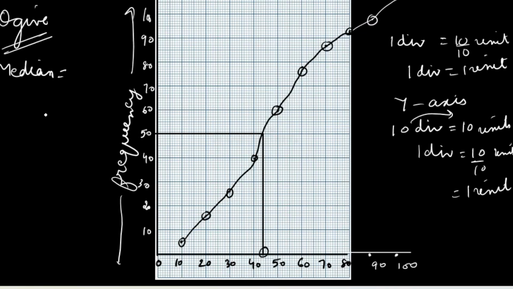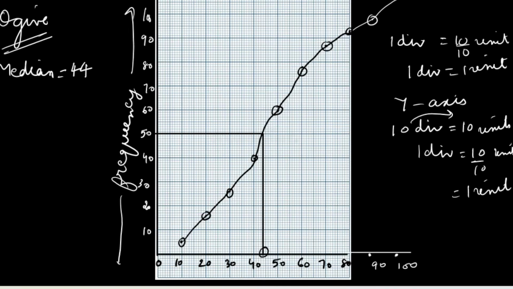Median I am getting 44. Are you all getting the same? Plus and minus 2 are acceptable. Like 43 or 45 also acceptable. 47.